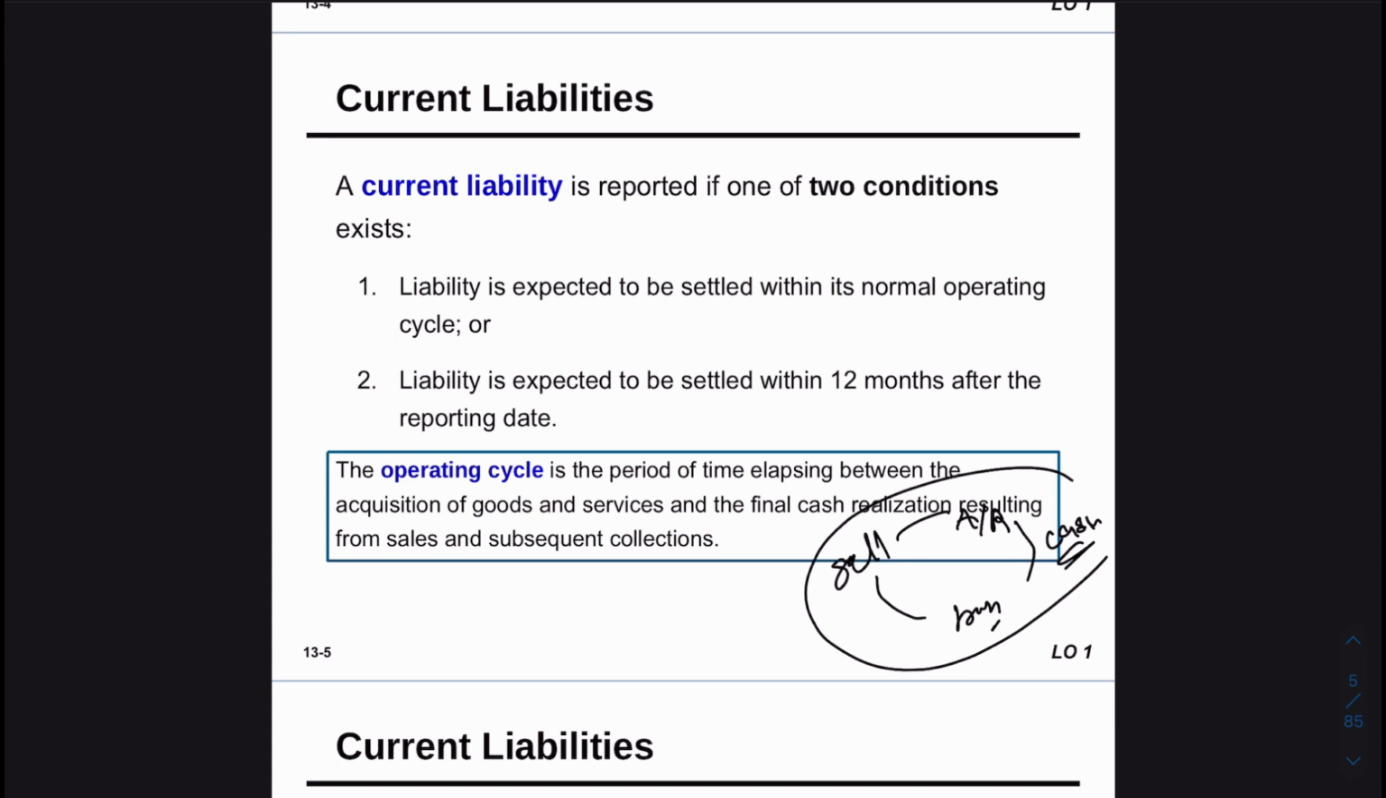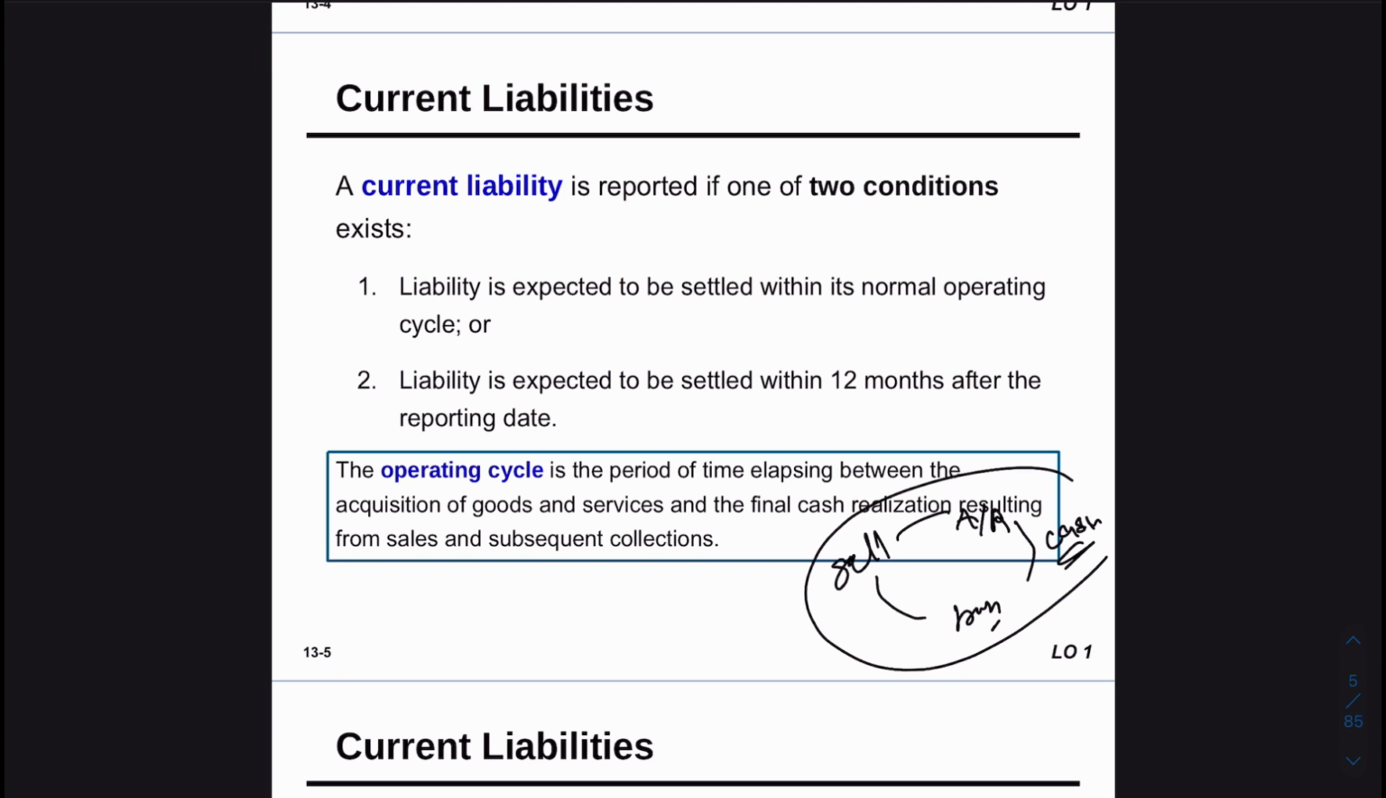The other condition is that the liability is expected to be settled within 12 months after the reporting date. Unless one of those conditions is met, it's not considered a current liability. And there is a really important point: we will pay our current liability from our current assets, which means if we pay for our current liability from anything other than a current asset, it is not considered a current liability.